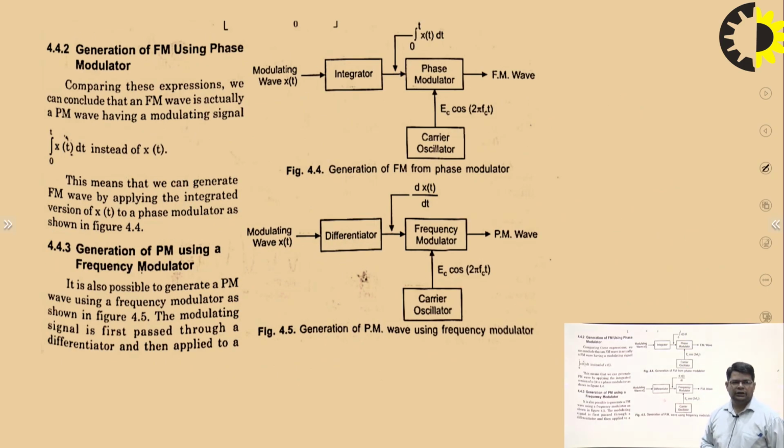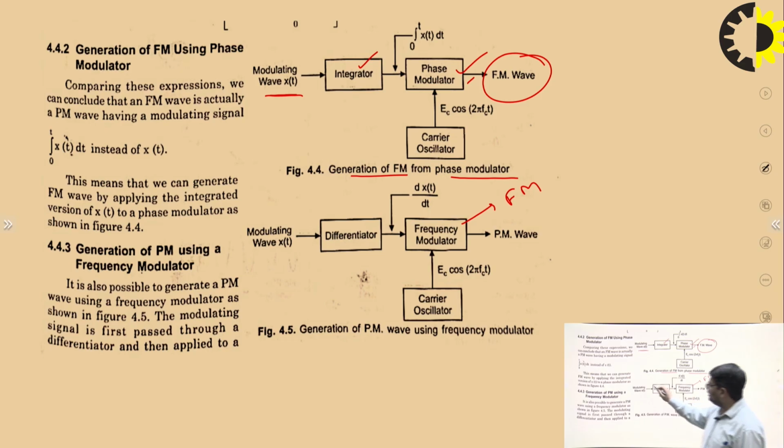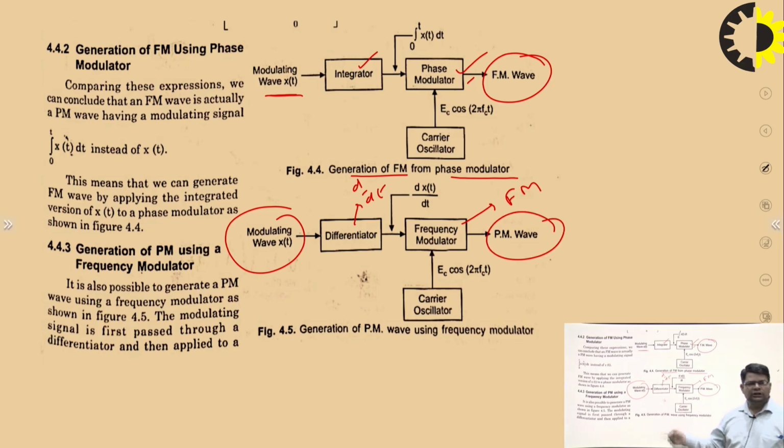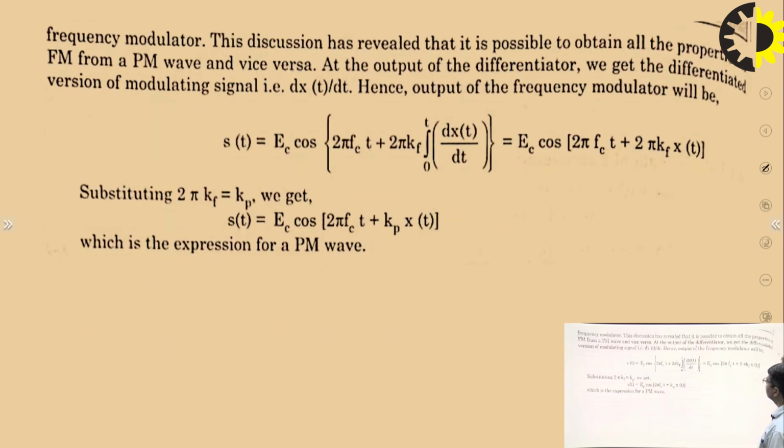This is shown here in the diagram, that is, generation of FM from the phase modulator. We have a phase modulator where the message signal is applied through an integrator, then the output will be the FM wave, and vice versa. If we have a frequency modulator and at the input of the message signal we apply a differentiator, then the output will be the phase modulation, through the relation that we have obtained previously. So in this way we can generate FM from PM and PM from FM. Again, this relation is shown through the equations.